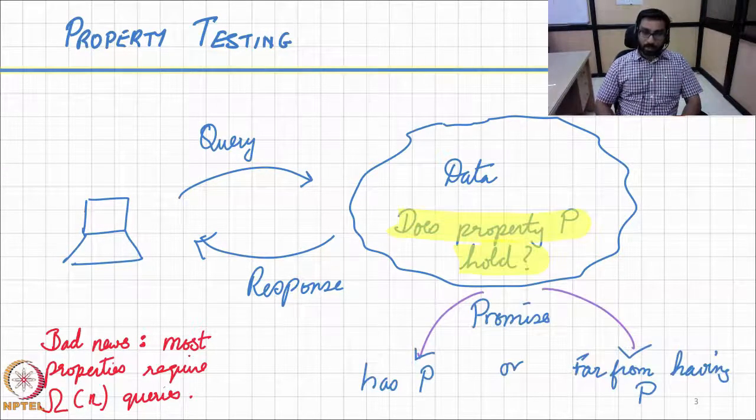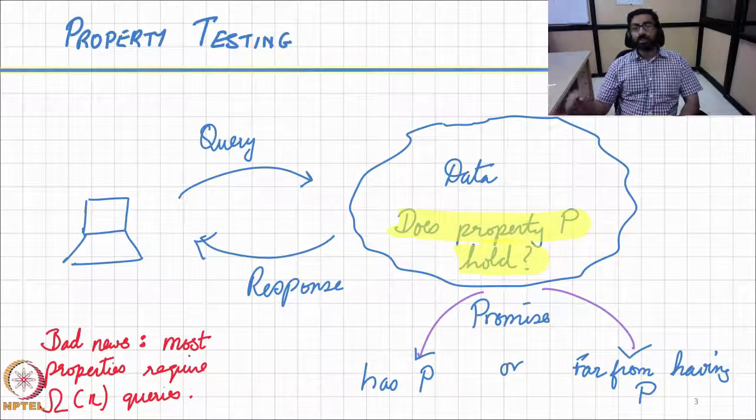And the assumption is that the data comes with a promise. It either has the property that we're interested in, or it is far from having the property that we're interested in. And if you're wondering why this is even useful in today's context, just think about situations like recognizing someone's face. Either the photograph is that person, or it's someone completely different and therefore completely far away from that person. And many such applications abound.